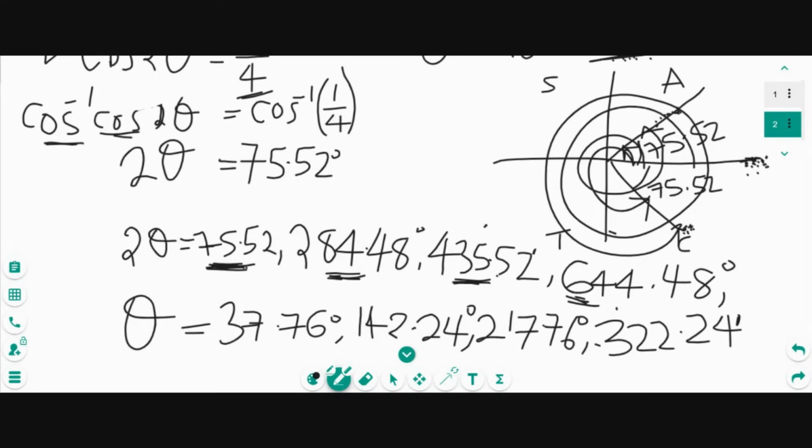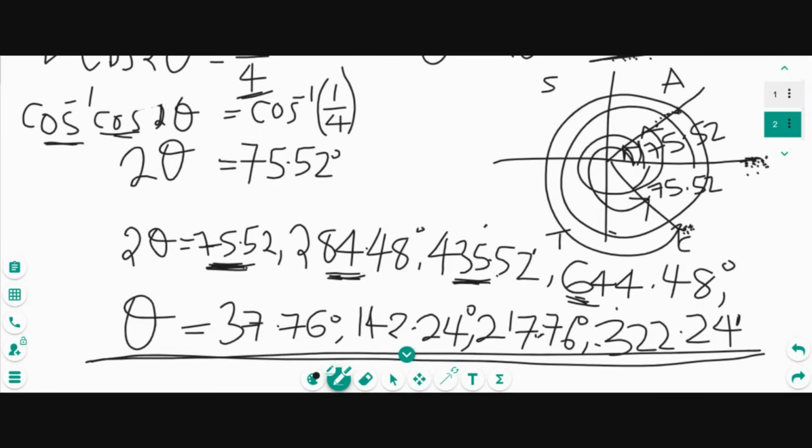Now your final answers should all be in the range of 0 to 360, since it is the range of theta. After dividing, your biggest value should be less than 360. If there's any value which is bigger than 360, you ignore it. You don't write it as part of your answer. And that is it. That is how we solve these trigonometry equations.